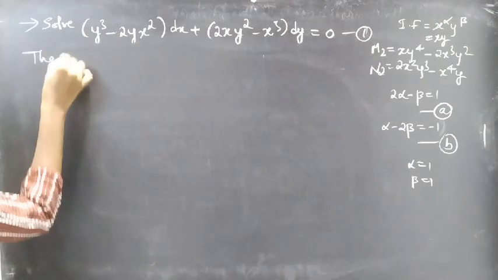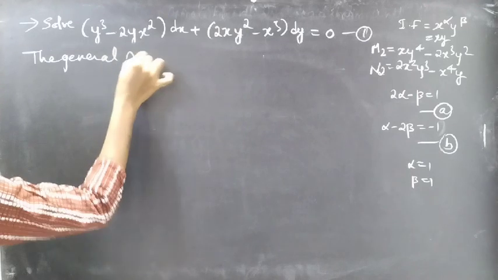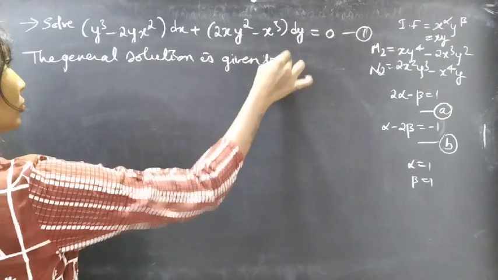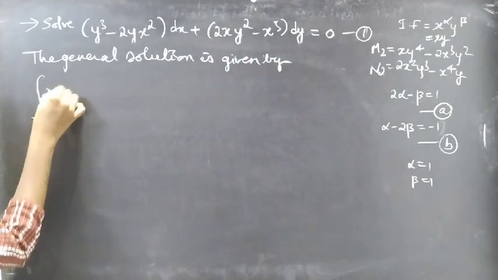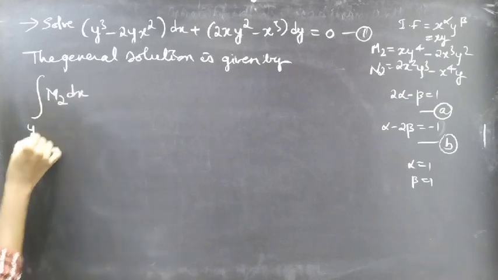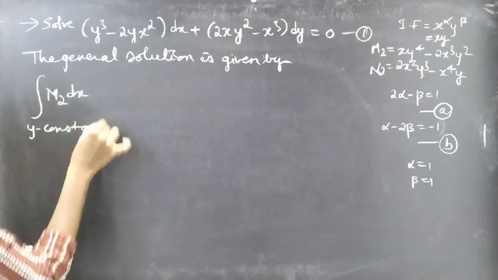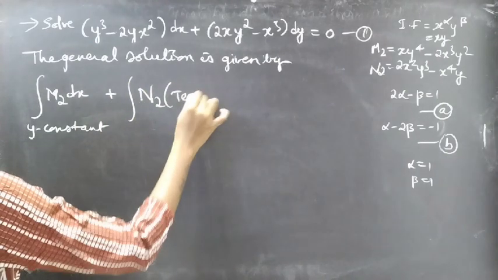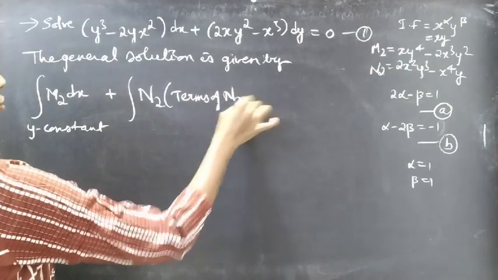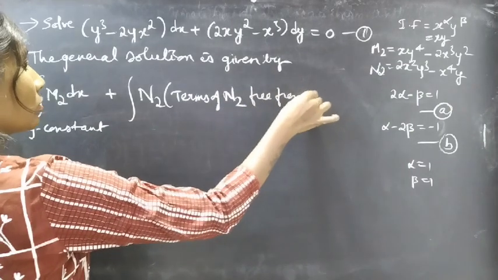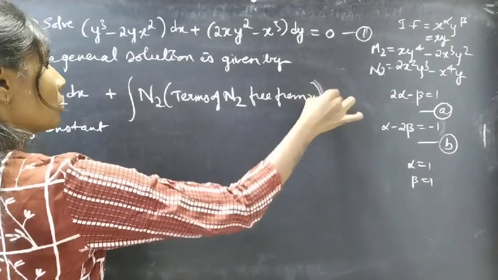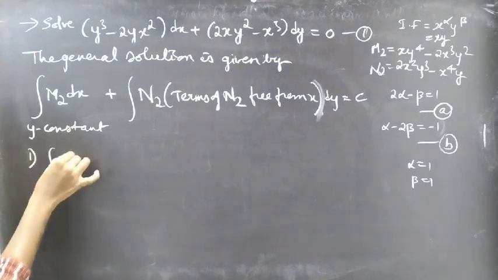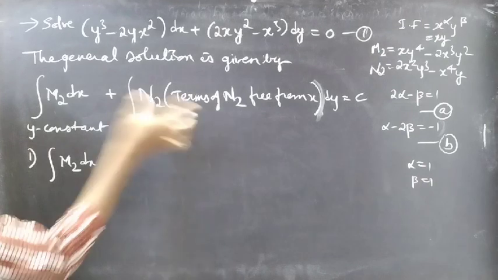The general solution is given by integral M2 dx, treating y as constant, plus integral of the terms of N2 free from x into dy, equal to c. Okay, now let's find integral M2 dx, I mean first integral and second integral separately.